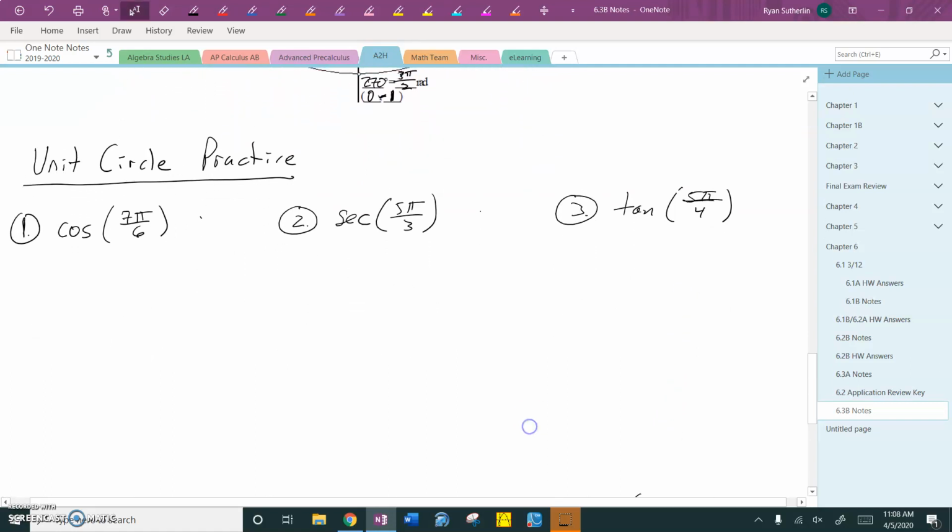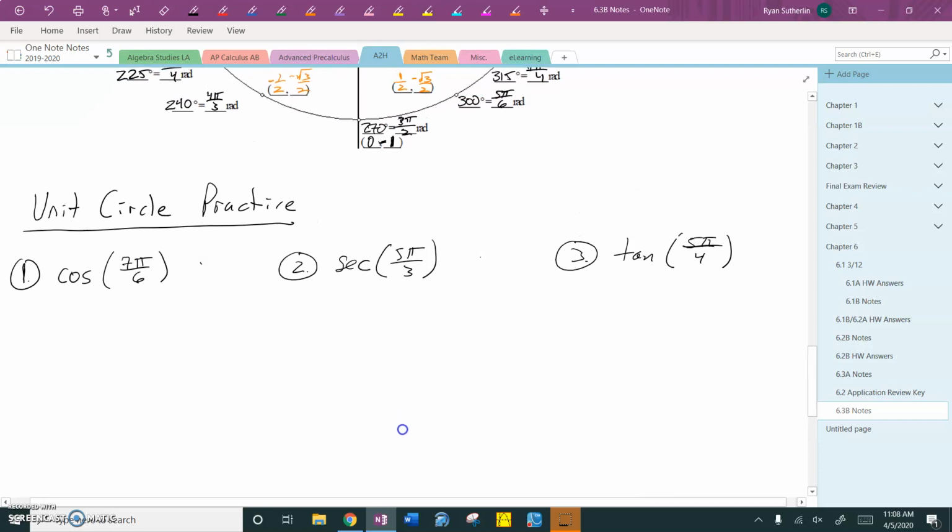Cosine of 7 pi over 6 for number 1, number 2 secant of 5 pi over 3, number 3 tangent of 5 pi over 4. So cosine of 7 pi over 6. In your head, if you want to convert that to degrees real quick and know that that's cosine of 210 degrees, the way I do that quickly in my head is I know pi is 180 degrees. Remember, 1 pi radian or pi radians is 180 degrees. 180 divided by 6 is 30. 30 times 7 is 210. If you need to do that conversion real quick.